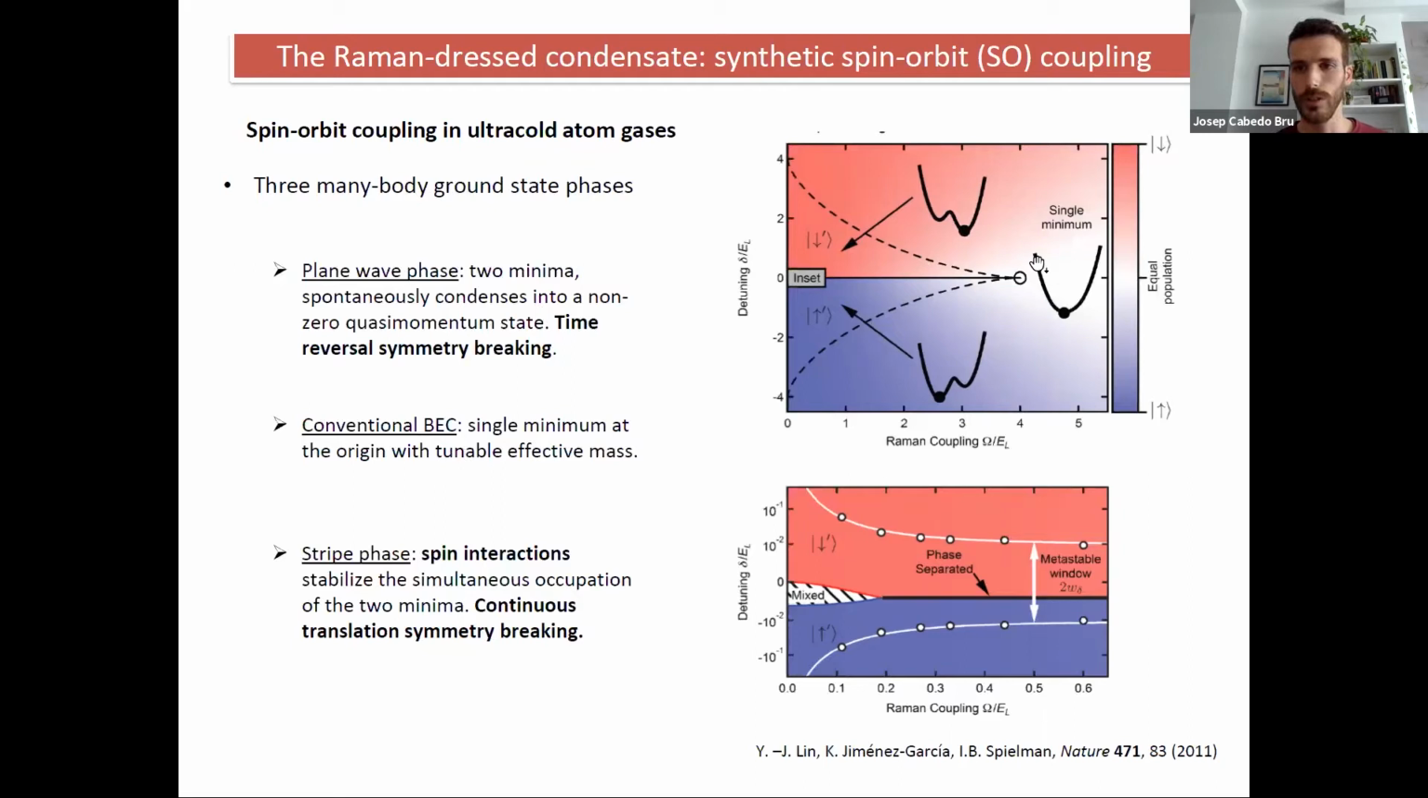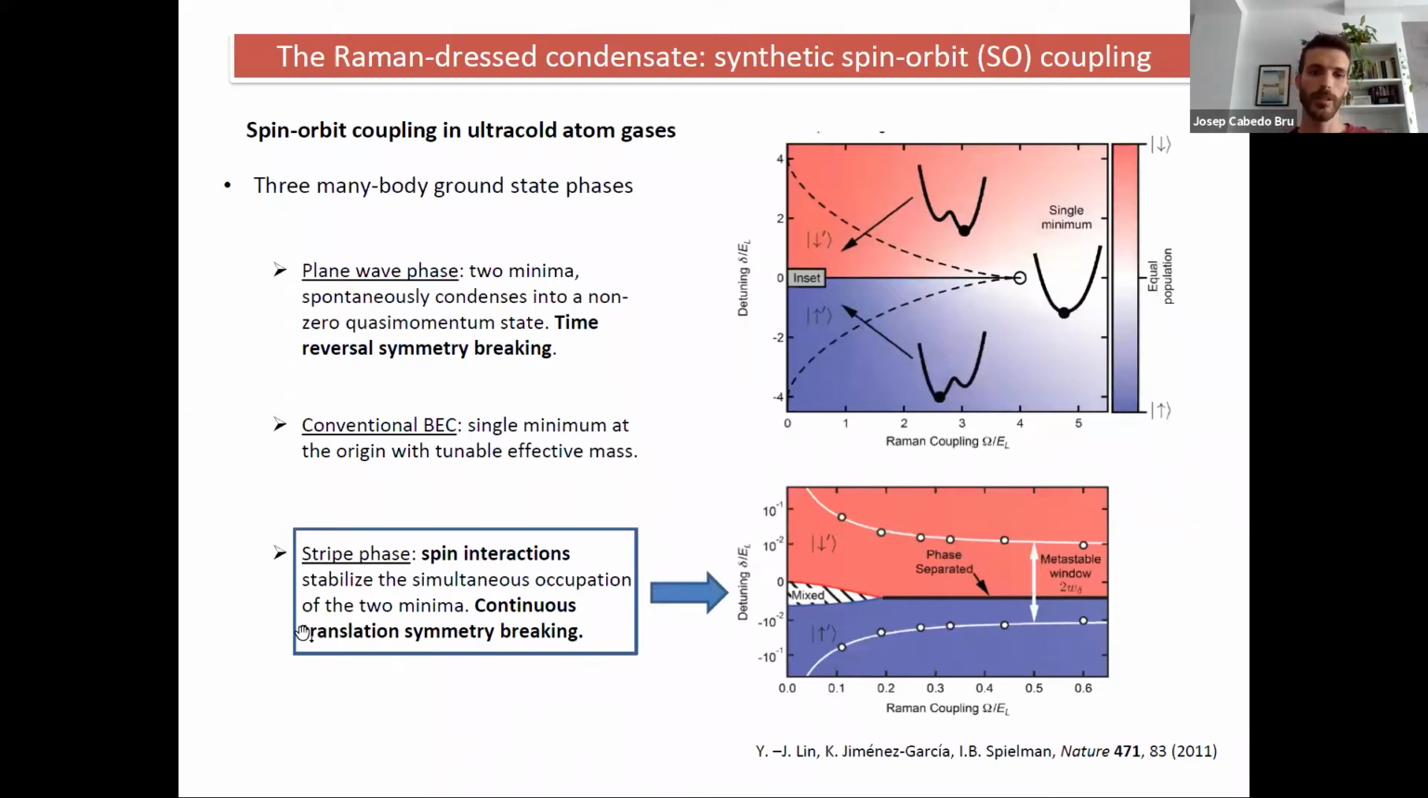So when the coupling is strong, the lowest dispersion band has a single minimum at the origin, and then the gas has the conventional Bose-Einstein condensate form with a tunable effective mass. But if we lower the strength of the coupling, we enter a two-minima regime where the particles can spontaneously condense in one minimum, at a non-zero momentum. So the wave function of the condensate is effectively like a plane wave. And this breaks, so there's a spontaneous breaking of the time reversal symmetry.